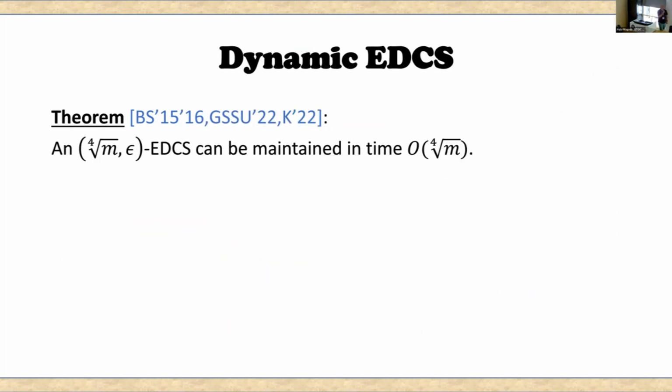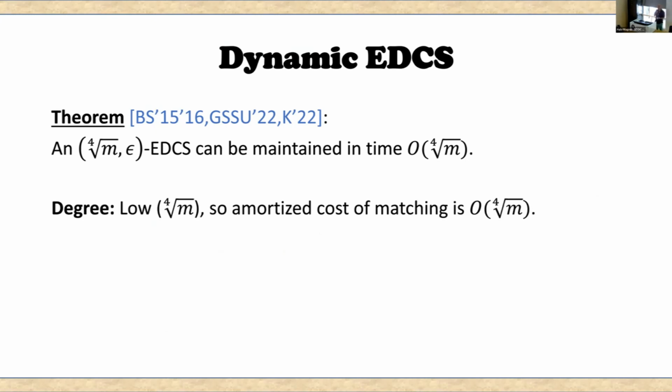All right, cool. So what do we get out of this? First of all, a theorem that's been proven in increasing levels of generality in the last few years is that you can maintain a 4th root of m epsilon EDCS in time 4th root of m. So this gives us a sparsifier of low max degree, 4th root of m, right? That was one of the first properties of the edge degree constraint subgraph. And we can maintain this sparsifier in 4th root of m time.